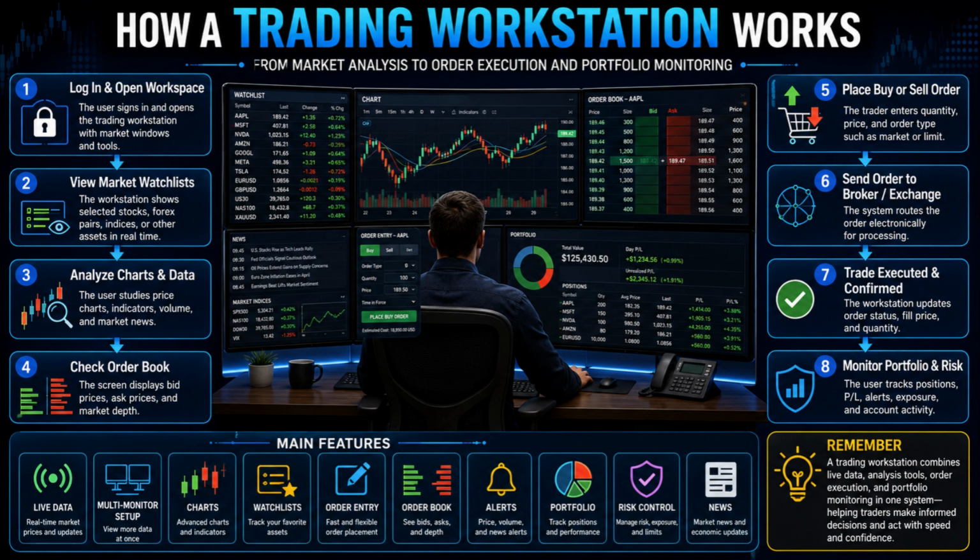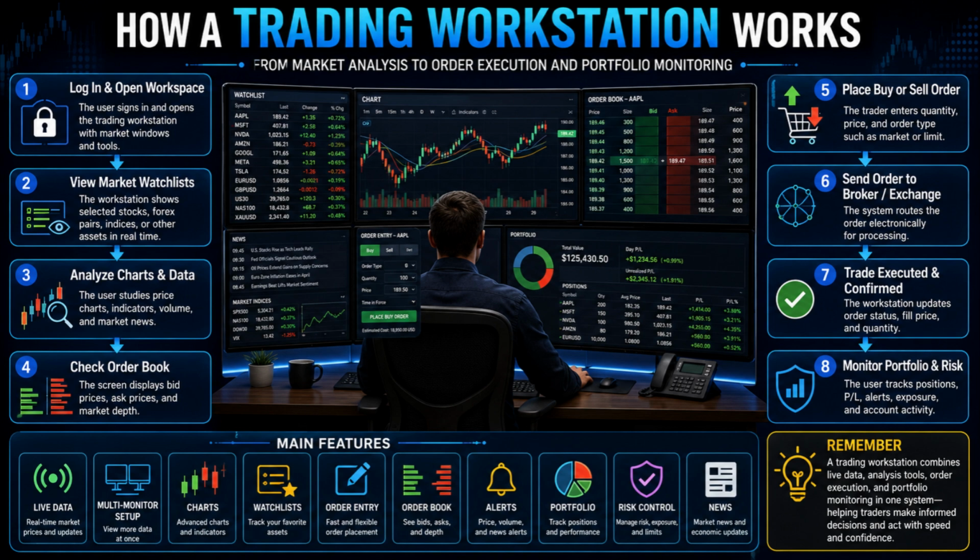Next, the workstation shows market watch lists. In other words, the trader can view selected stocks, forex pairs, indices, commodities, or other assets in real time. The screen usually displays live prices, percentage changes, volume, and other key figures so the user can quickly identify what is moving.